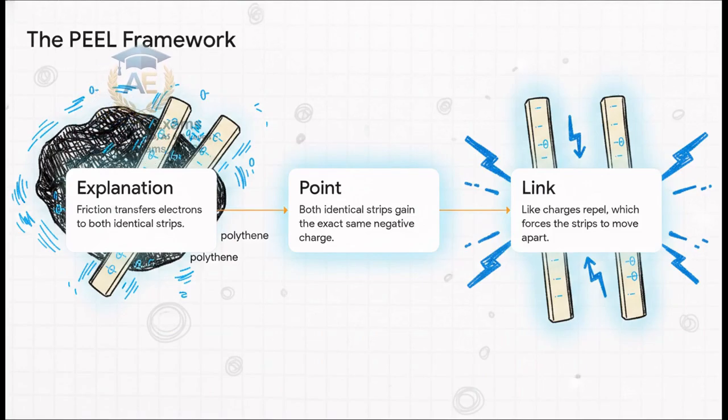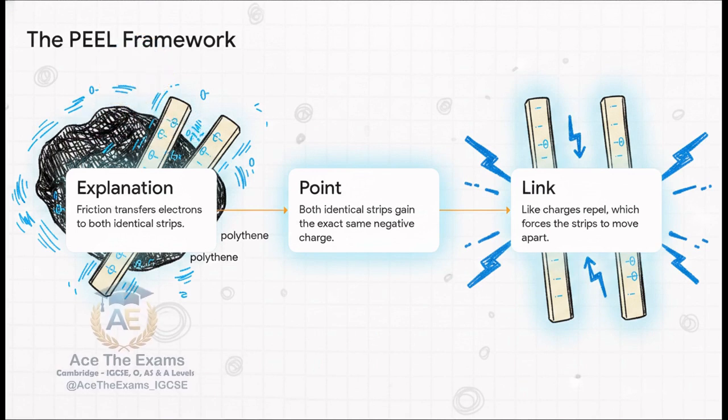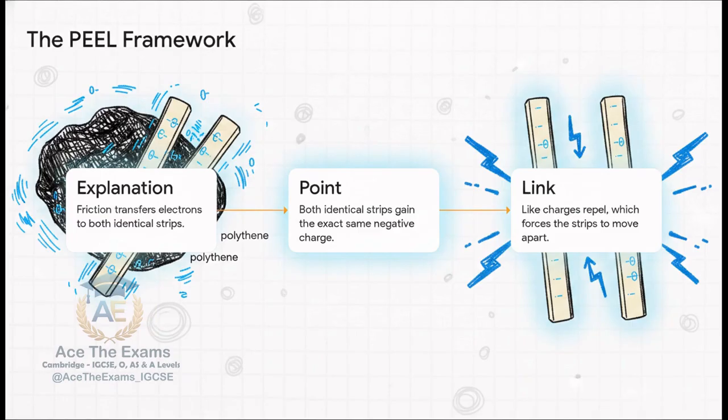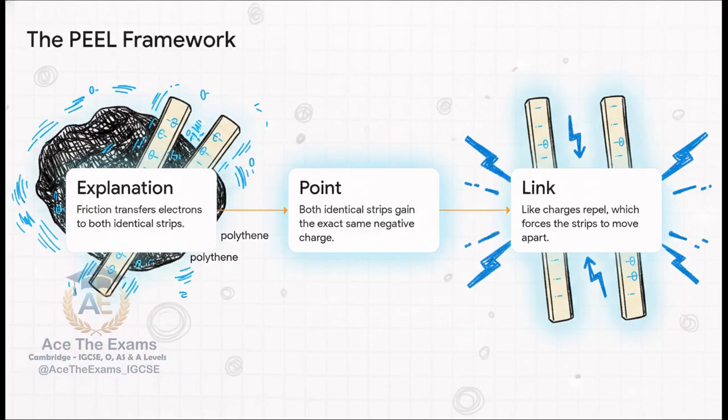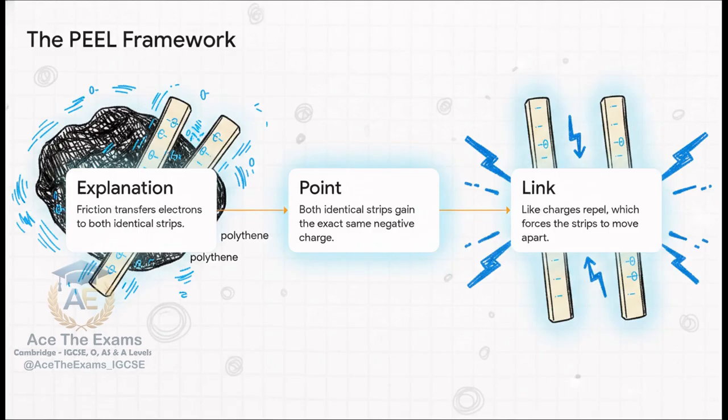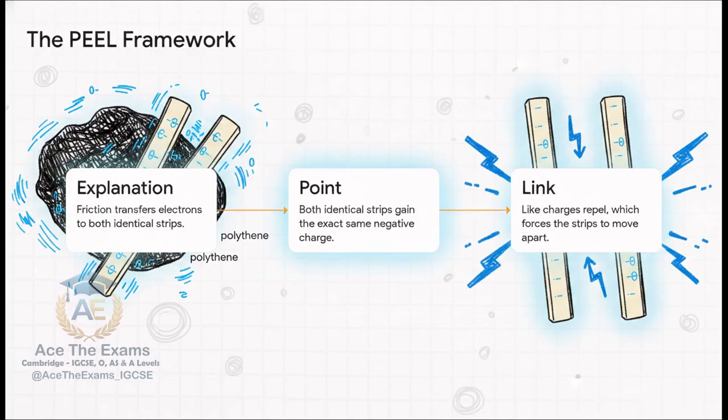Here is your ultimate template for the perfect PEEL paragraph on this exact question. Step 1. The explanation of mechanism. The physical friction transfers negatively charged electrons from the cloth to the polythene strips. Step 2. The point. Because both strips are identical polythene, they both gain the exact same negative charge. Step 3. The link to the outcome. According to the rules of static electricity, like charges repel, which forces the strips to move apart.